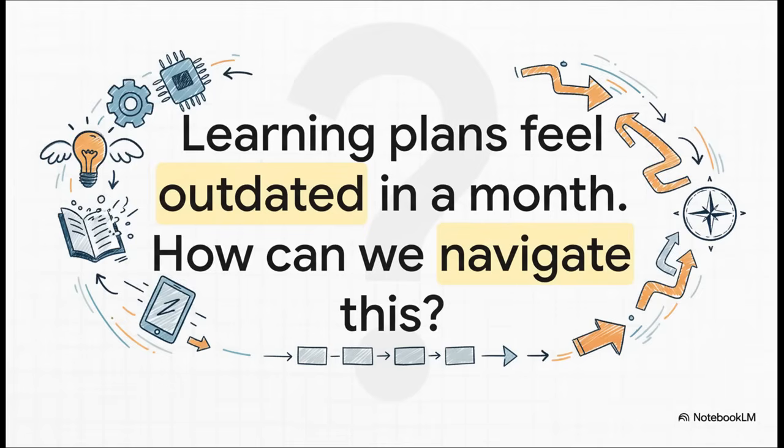And it's not just about learning, right? It feels like by the time you finally wrap your head around one tool or one concept, bam, a new one drops. Any learning plan you make seems like it's totally out of date within a month. So how in the world are we supposed to navigate this kind of complexity? How do you find any clarity in all this chaos?